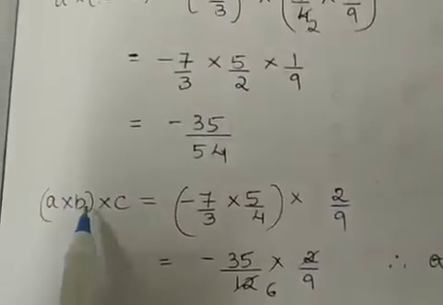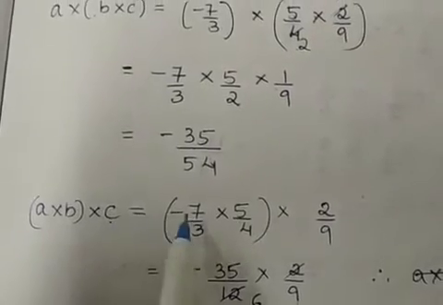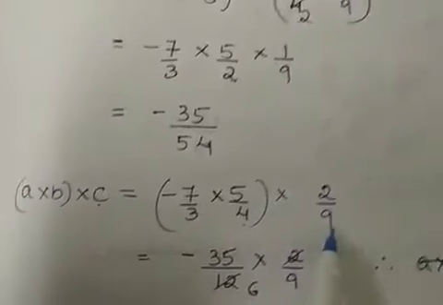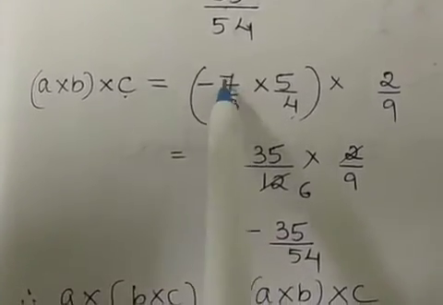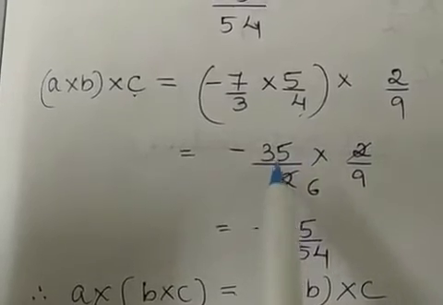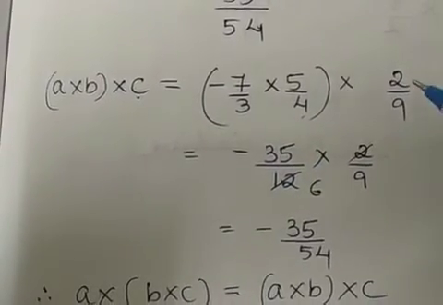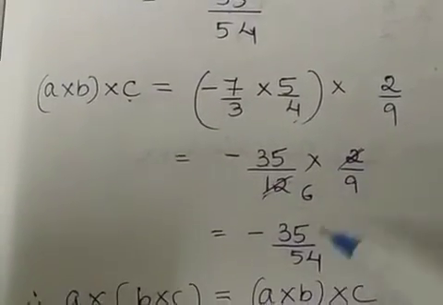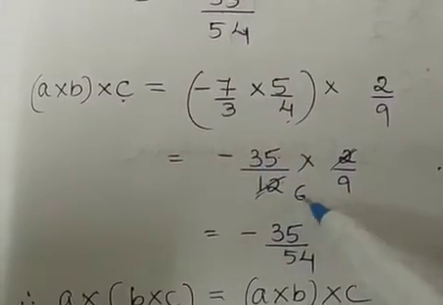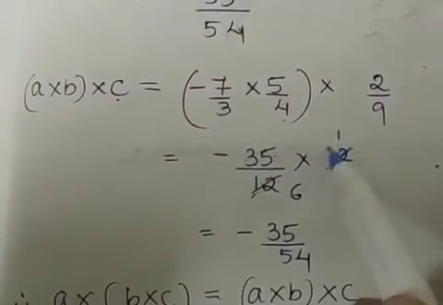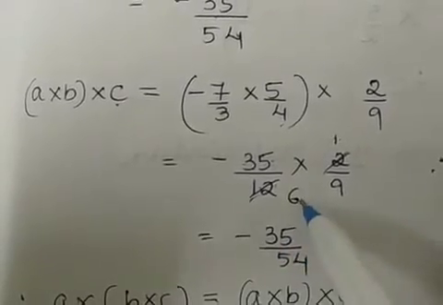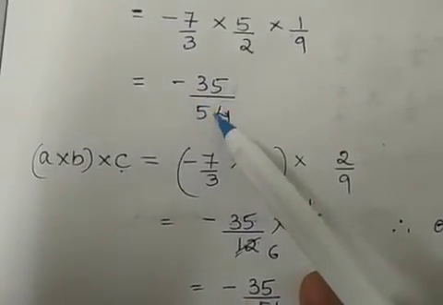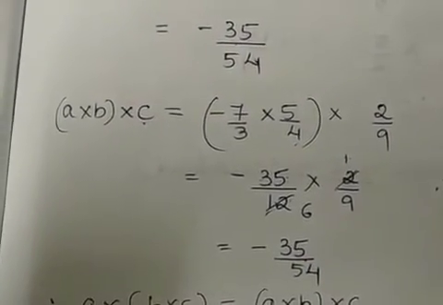What is a multiplied by b multiplied by c? This is minus 7 upon 3 into 5 upon 4 into 2 upon 9. So you have here minus 7 into 5 is minus 35 upon 12 multiplied by 2 upon 9. So 2 and 12 will get cancelled, and you will get minus 35 upon, this is 1, so minus 35 into 1 is minus 35 upon 6 nines are 54. So here also you have got minus 35 upon 54, and here also minus 35 upon 54.